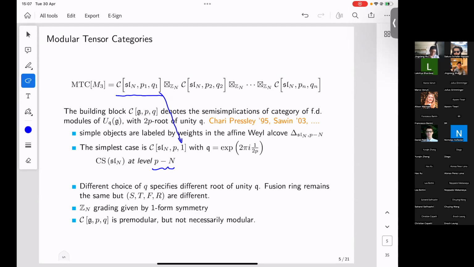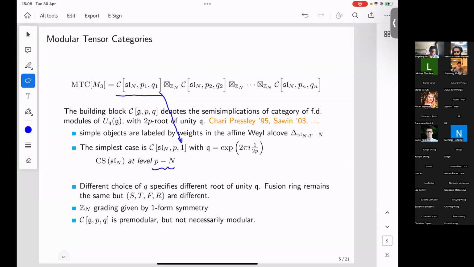Now, if you choose other Q, that just gives you a different type of root of unity, and you still have the same fusion ring, but the details are a little bit different. For example, the S matrix, P matrix, and alpha R symbols could be different.